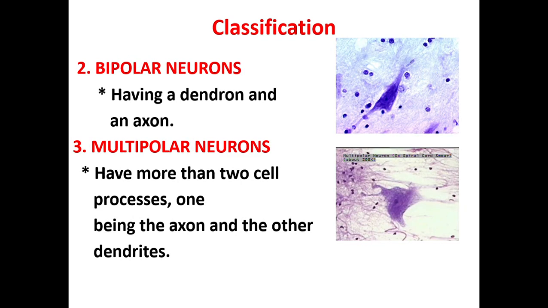The second type is the bipolar neurons or nerve cells. They have two processes, one a dendron and an axon. The third type is the multipolar neurons or nerve cells, which are the most common type of nerve cells in the body. They have more than two cell processes, one being the axon and the others dendrites.